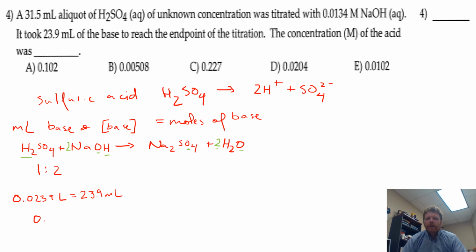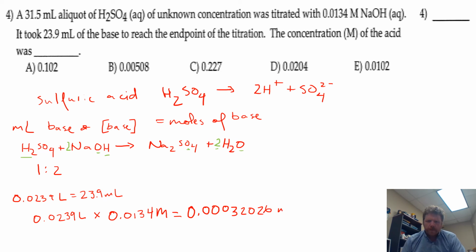Okay, so 0.0239 liters of our base, multiply that by 0.0134 molarity, moles per liter, and that's going to give me the number of moles of my base. When I plug this in, 0.0239 times 0.0134, I am looking at 0.0003226 moles of sodium hydroxide.